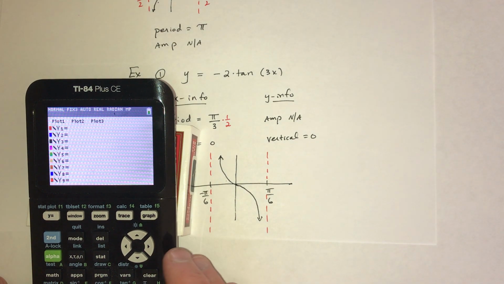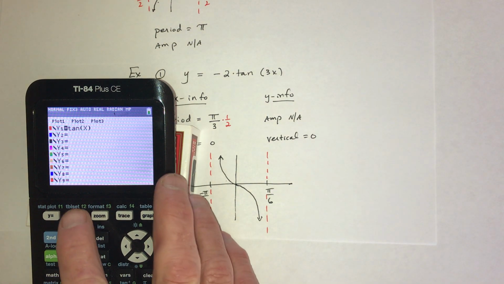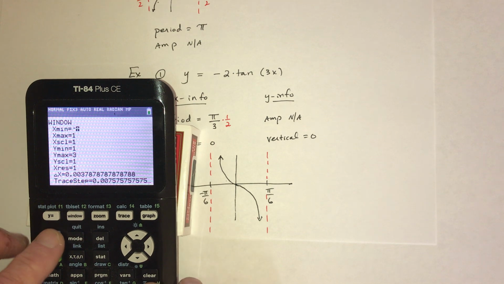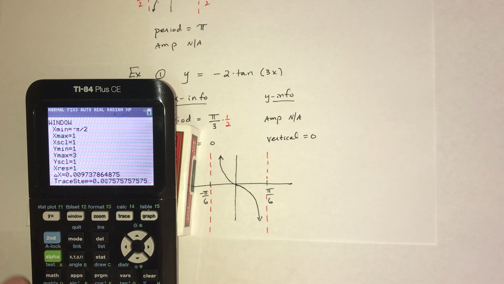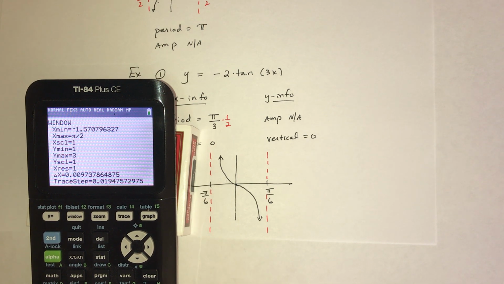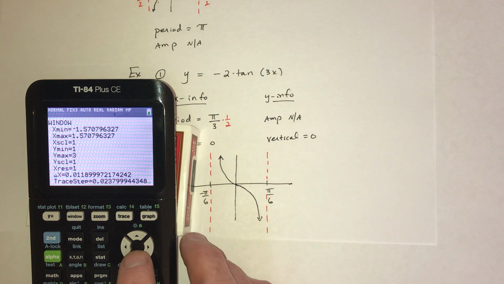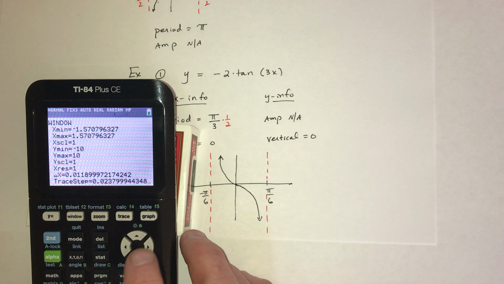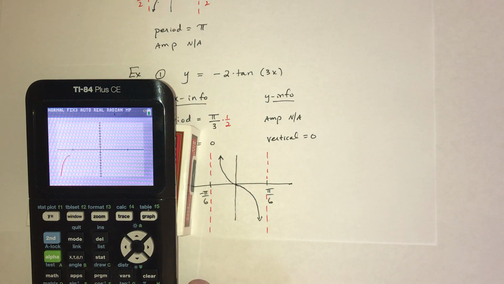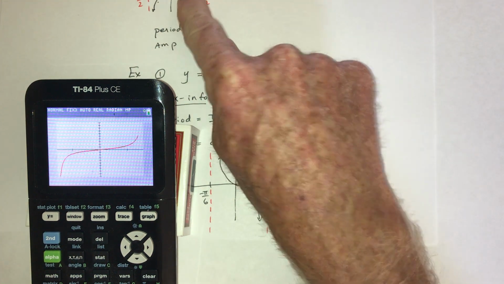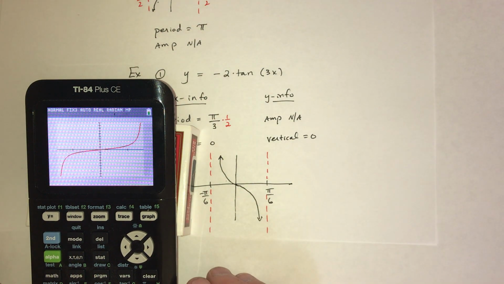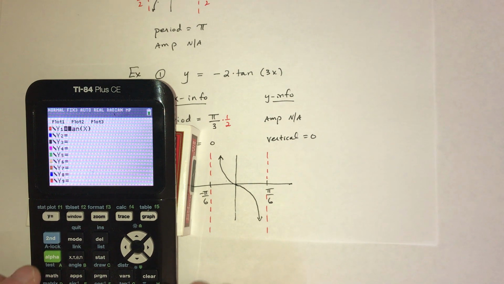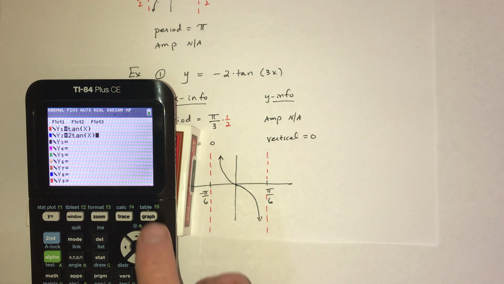So y equals just tangent of x. And then go from negative pi over 2 to pi over 2. And the y values from negative 10 to 10 should be good enough. And then take a look at the graph. So that's this graph right here, the original tangent of x. And then what if I put 2 tangent of x?